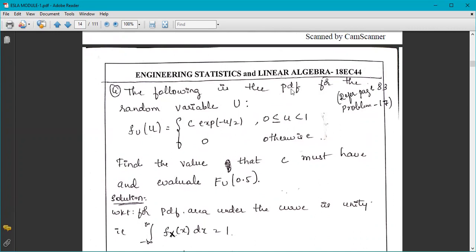The following is the probability density function. PDF means probability density function for the random variable u. Here the random variable is u. Small u is certain values of random variable u.